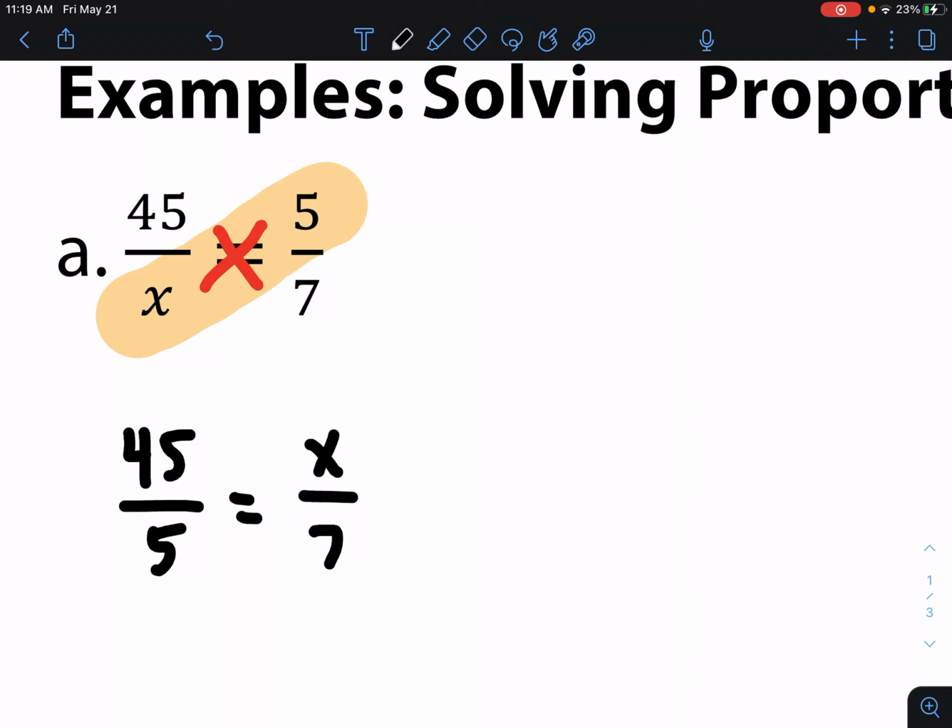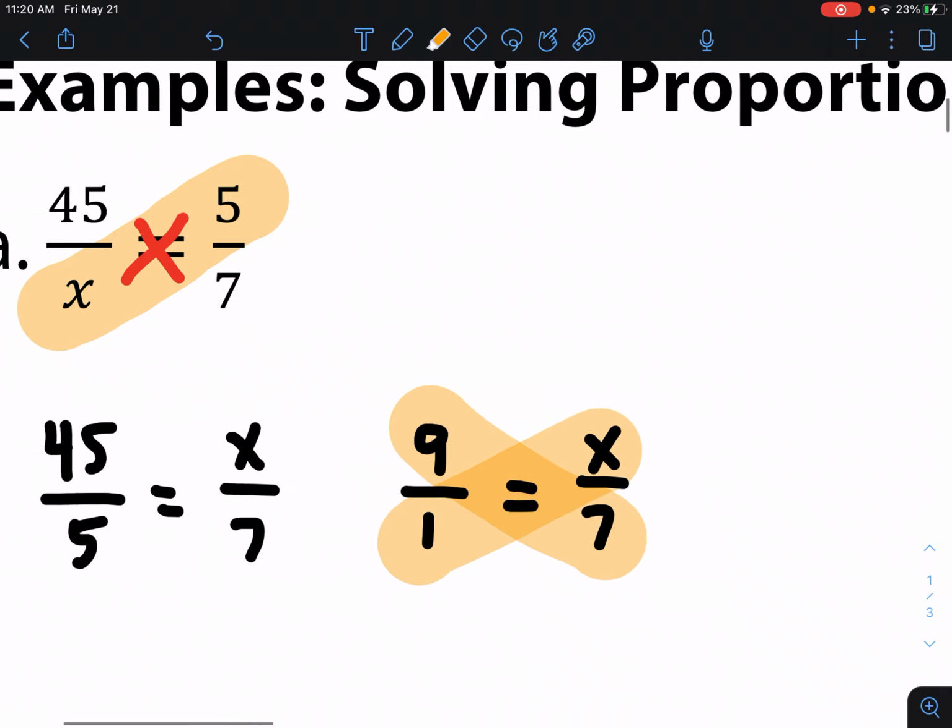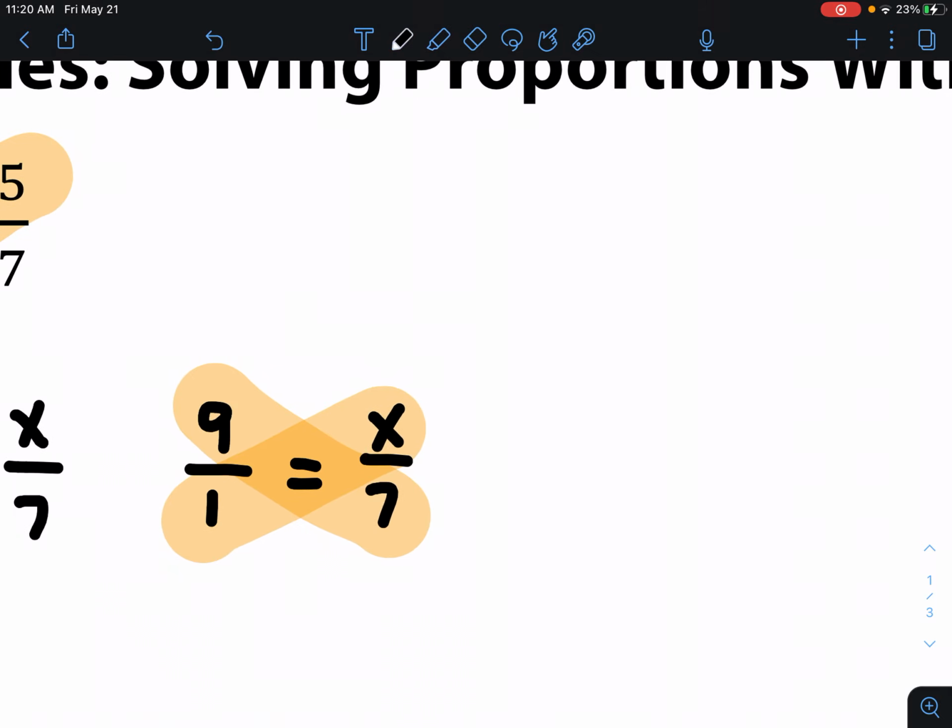But what it does is it makes it easier for me to solve this proportion because 45 divided by 5 is the same as 9 over 1 if I leave it as a fraction, which is then equal to x over 7. And now when I cross multiply here, I end up with 1x, or just x, is equal to 9 times 7, or 63. Okay, so I didn't have to think a whole lot about that because I know what 9 times 7 is, and it ends up allowing me to get the answer pretty quickly.